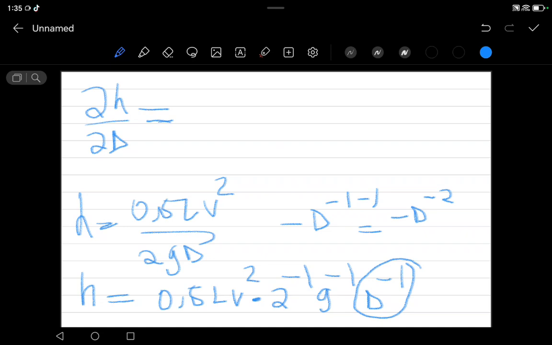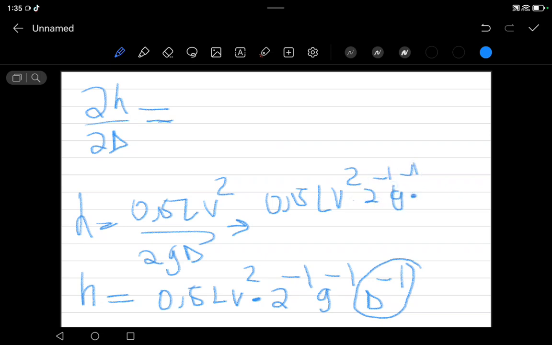Okay. So now we're going to have 0.5 LV squared times 2 to the power of negative 1, g to the power of negative 1, times a negative d to the power of negative 2. So we differentiated d to the power of negative 1 and then we get negative d to the power of negative 2. Okay, so 2 to the power of negative 1 is the same as 1 over 2, and then g to the power of negative 1 is the same as 1 over g, and then d to the power of negative 2 is the same as 1 over d squared.